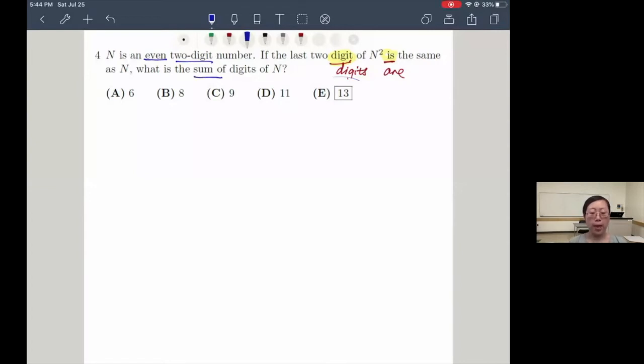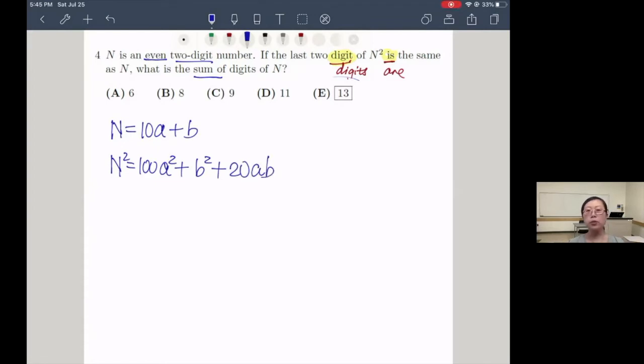Okay, so n is only 2 digits, which is easy. We can express n using a and b, 10a plus b, where b is the unit digit and a is the tens digit, right? And n squared is 100a squared plus b squared plus 20ab.